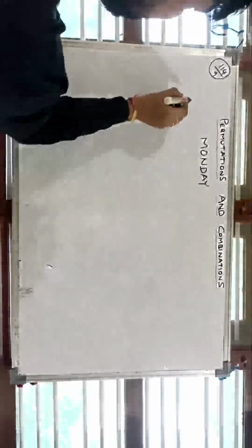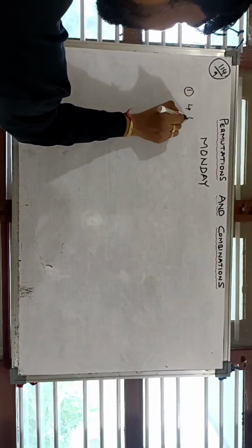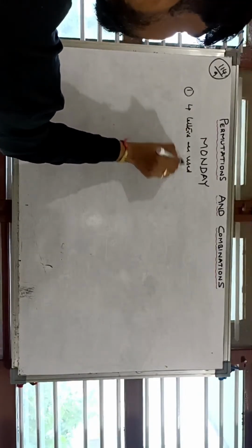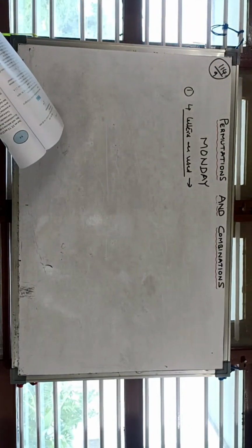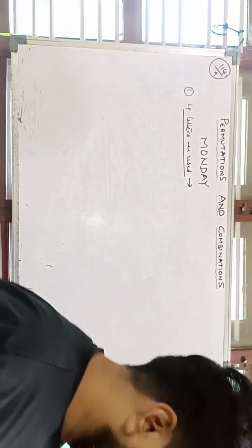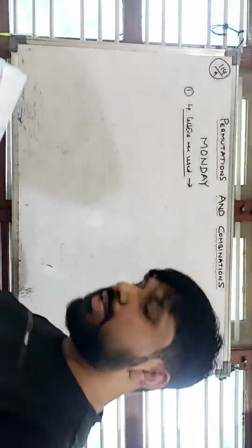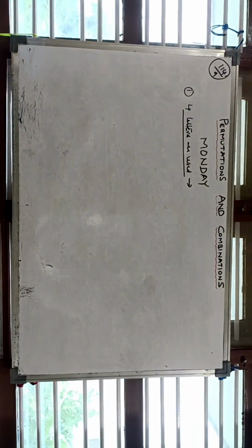4 letters are used at a time. So you are going to use 4 letters at a time. That is the first question. The next, second question is all letters are used at a time. And the third case is all letters are used but the first letter is a vowel. These are the cases.